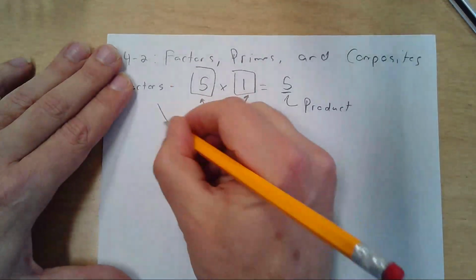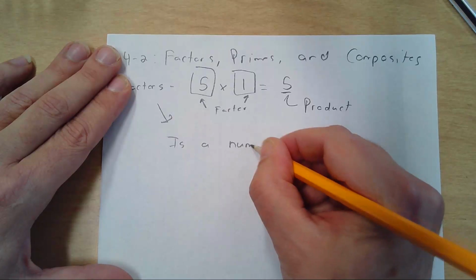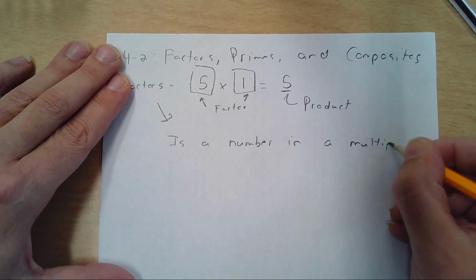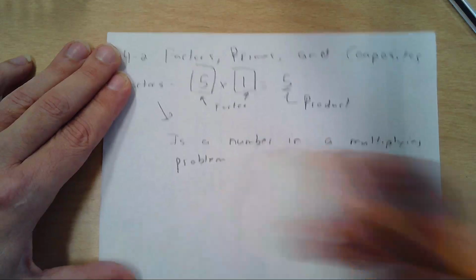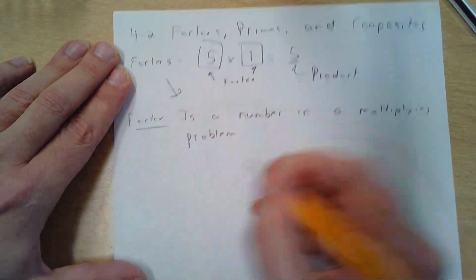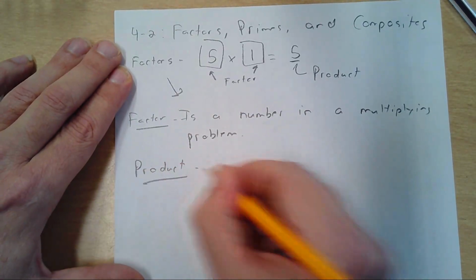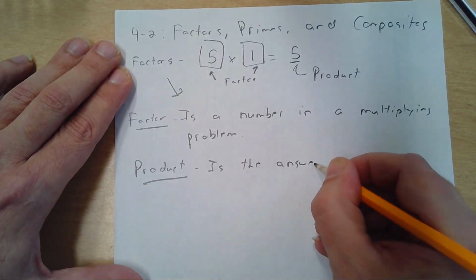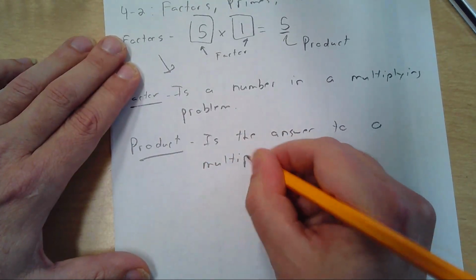So a factor is a number in a multiplying problem. Factor. The product is the answer to a multiplying problem.